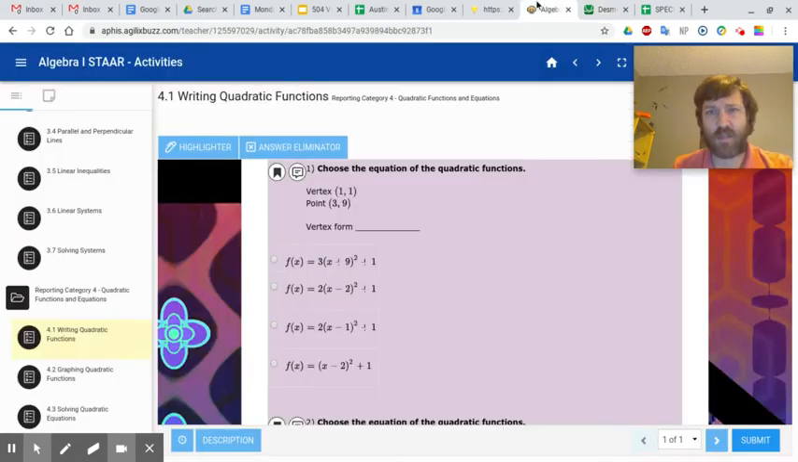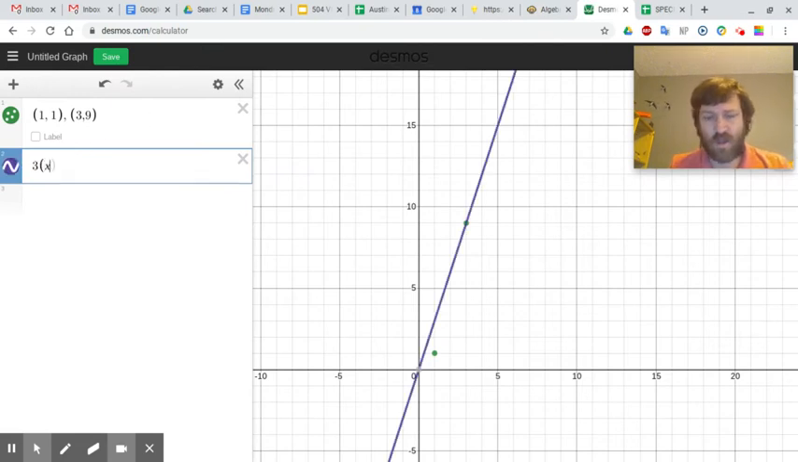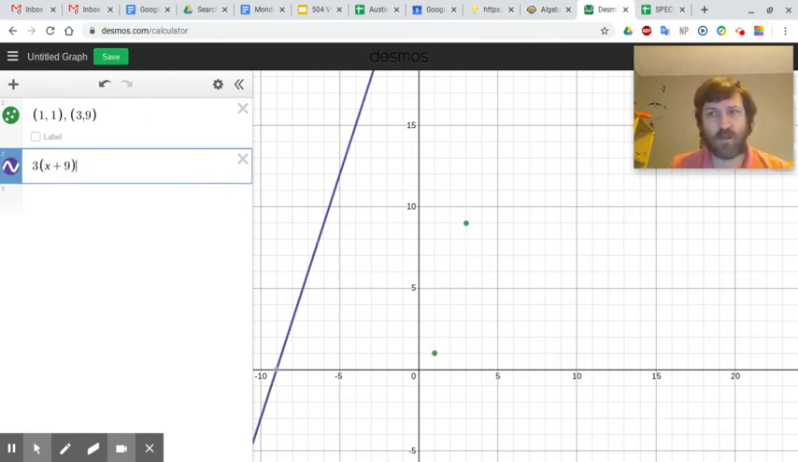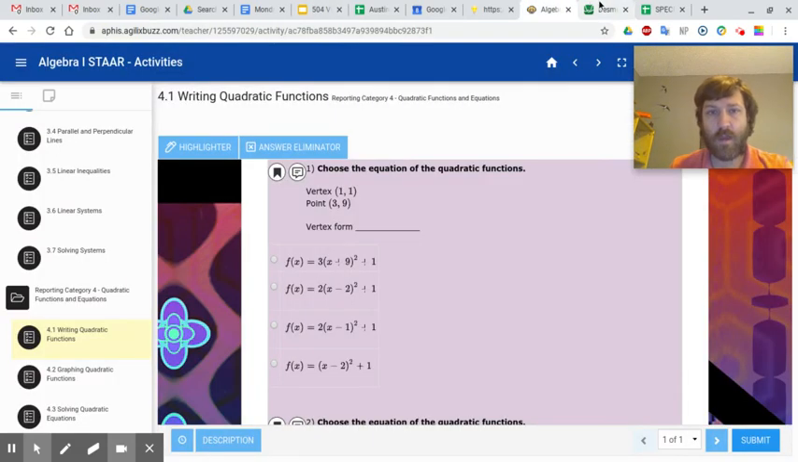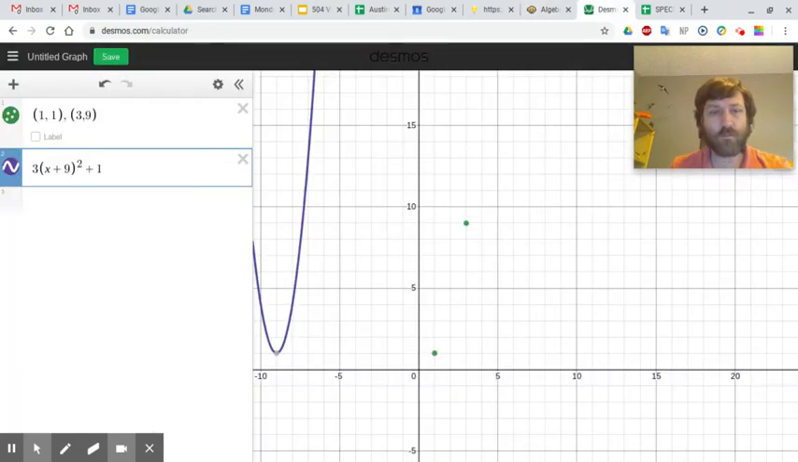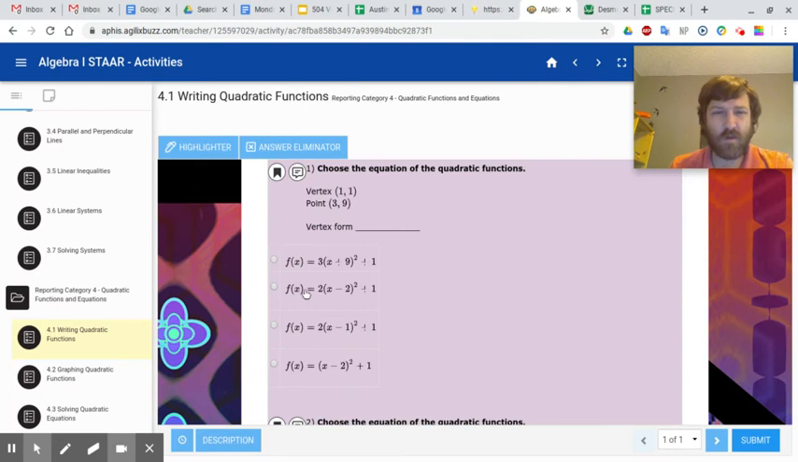Then I need to take these equations and plug them in one at a time to see which one actually goes here. So we have 3(x + 9)^2 + 1. To do squared, you press shift, then the number 6, which is the little caret shape, and then 2, and plus 1. So clearly that doesn't match. It doesn't cross these points. So we'll go to the next one.